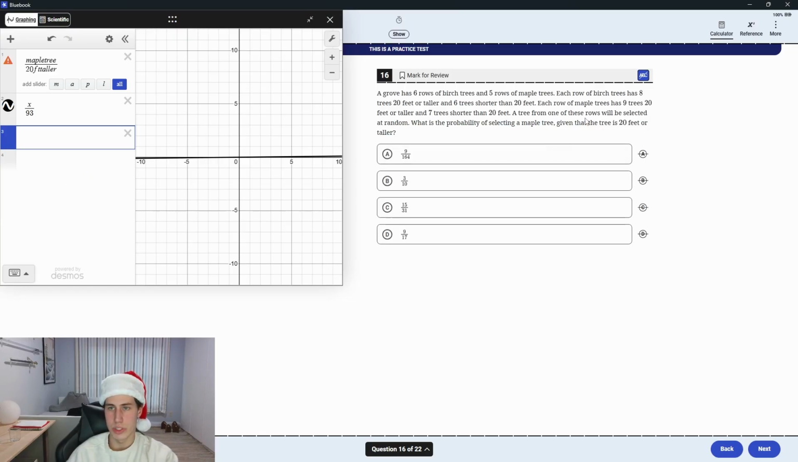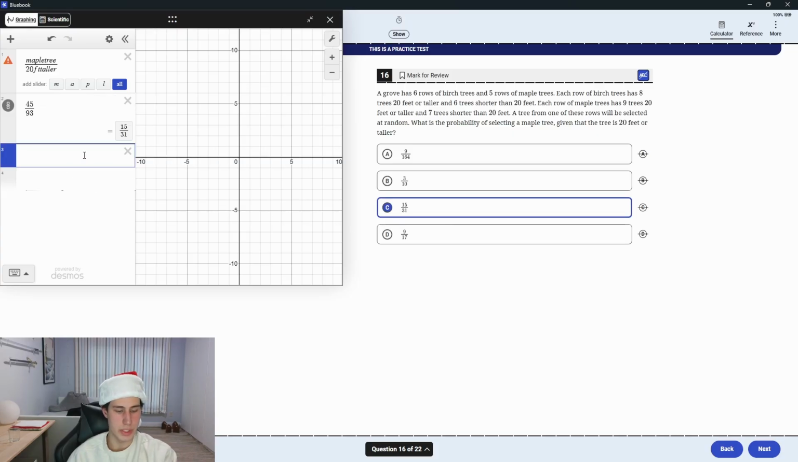So now, what is the probability of selecting a maple tree from this total pool? So how many maple trees do we have that are 20 feet or taller? Each row of these maple trees is 9 trees, so it's going to be again 45 over 93. Yeah, so it's going to be 45 over 93. And in this case, that's going to be answer choice number C.